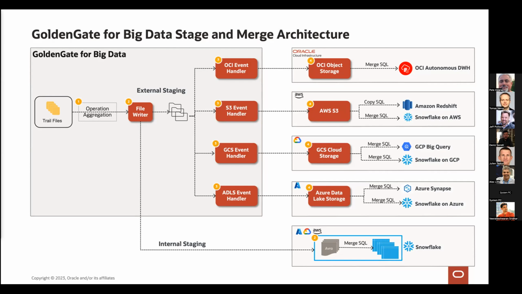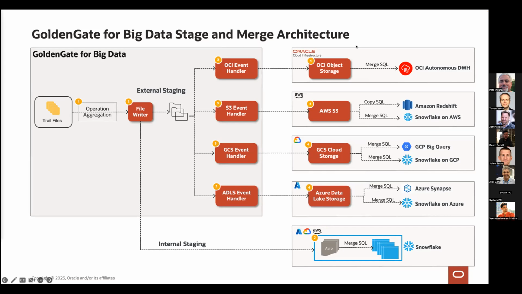By the way, this flow, which uses external staging, is valid for all the Golden Gate for Big Data data warehouse targets supported today. On the other hand, Snowflake also supports a second stage and merge design using internal staging. Julian is going to demo Snowflake replication, and in his demo he is going to use internal staging. And one last note about this stage and merge design: all the steps are handled by Golden Gate for Big Data.